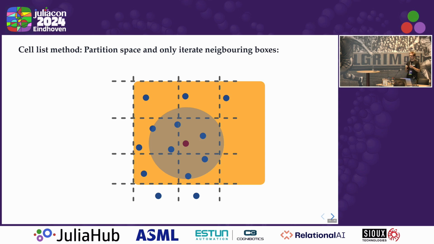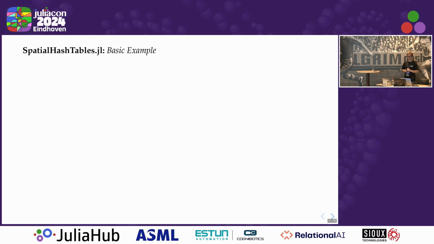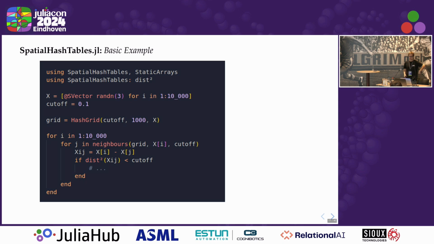So basically your task is to have a lot of positions, put them into boxes, store the boxes somehow, and then be able to iterate over them quickly. And the code for using this with the package I developed is also pretty straightforward. Essentially, if you want to use the package, all you need to do is provide a vector of static vectors for the positions, provide a cutoff, and then you can construct such a hash grid.